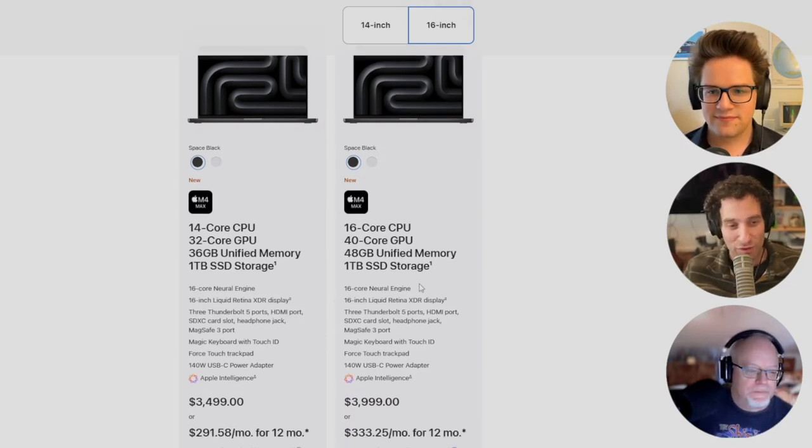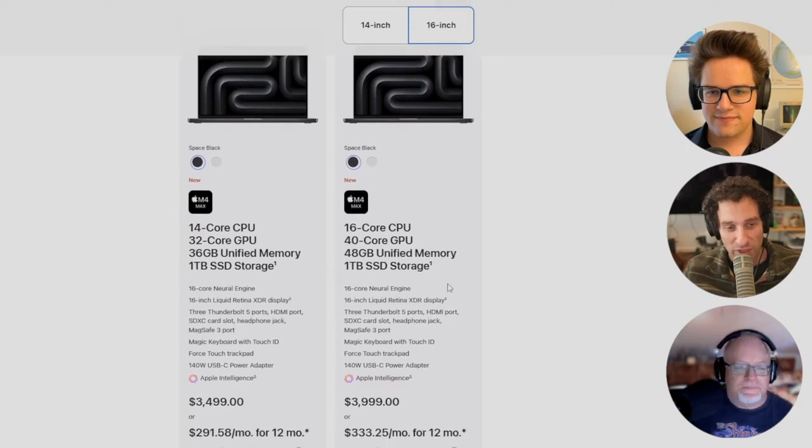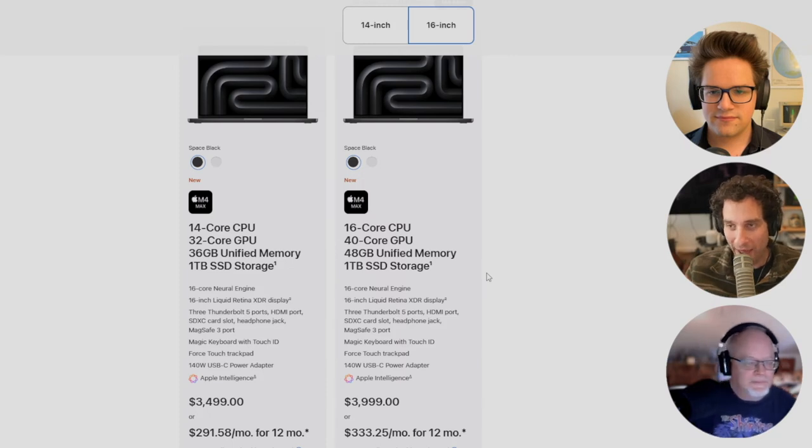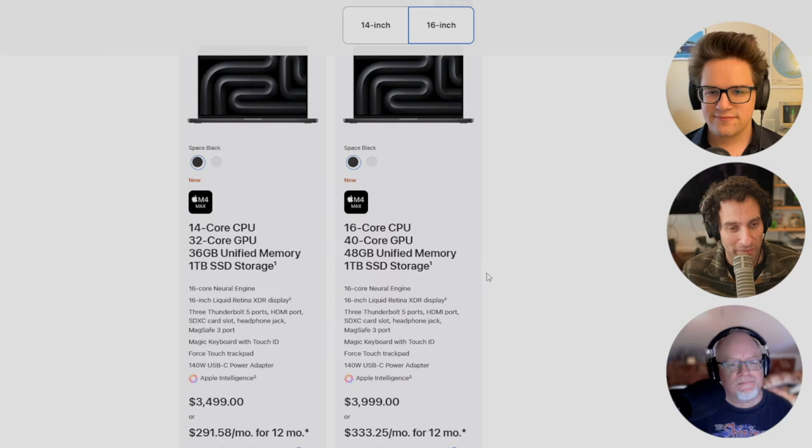I mean, if you look at it, I have this up on the screen. With the base level M4 Max, you get a 14-core CPU, 32-core GPU, and 36 gigs of memory with a 1 terabyte SSD. Now, I think what's interesting about this is it's finally at core parity with the M1 Max from a GPU perspective, because I think last year you had to spend the extra money to get the additional cores. I don't remember. So now my memory is failing me.